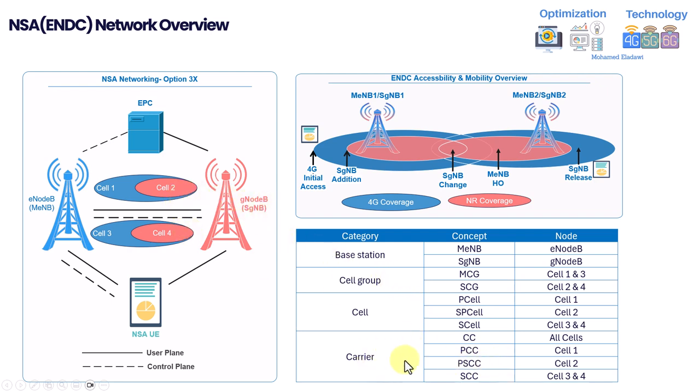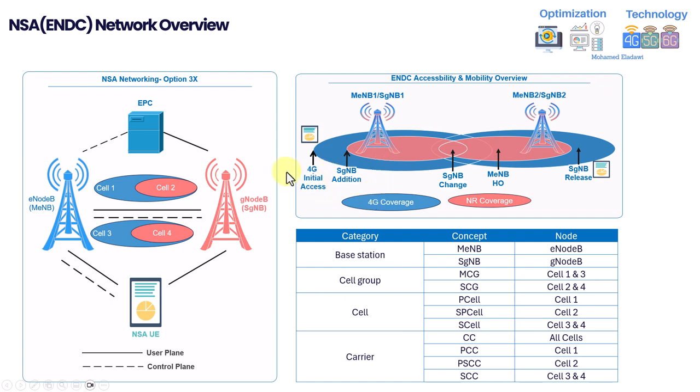Then you have this kind of component carrier, which is, I think, clear from carrier aggregation, which we had before. For example, component carriers: we have all the cells under the component carrier. Then the primary component carrier, which is cell 1. Then you have the primary secondary component carrier, which is cell 2, then the secondary component carrier, which is cell 3 and 4. But the most important here is this cell group and the cell, and even the base station. This kind of concept, try to understand it very well, because this will make it easy for you to understand in general the non-standalone network.